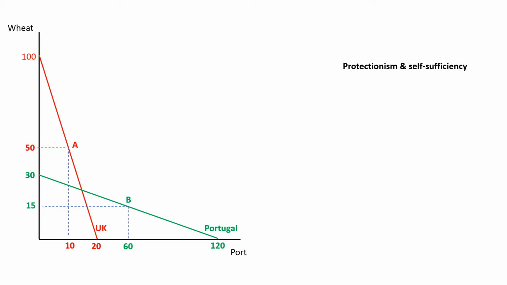So in summary so far then, if we don't have trade liberalisation and we have protectionism and self-sufficiency instead, the UK will produce 50 units of wheat, 10 units of port. Portugal, in contrast, will produce 15 units of wheat and 60 units of port. So if we add up and calculate the combined output of wheat and port in both countries, we would get 65 units of wheat, 50 plus 15, and 70 units of port, 10 plus 60.